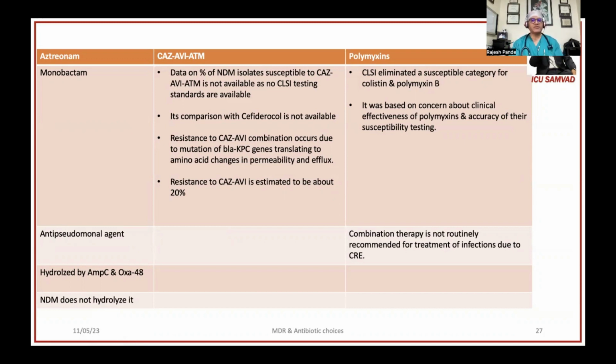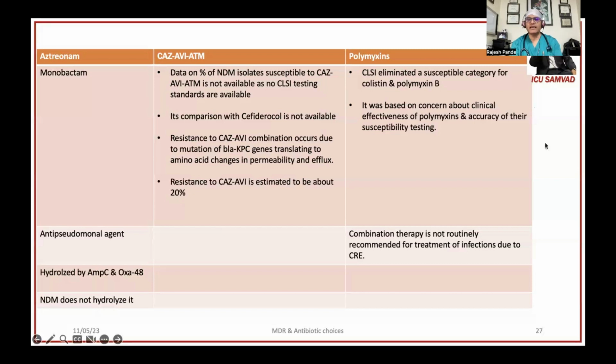Resistance to ceftazidime-avibactam occurs due to mutation of blaKPC genes, translating to amino acid changes, and also permeability and efflux changes. So it will be more of a problem in US ICUs, where the resistance is estimated to be about 20% to ceftazidime-avibactam.